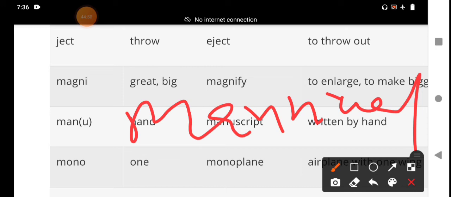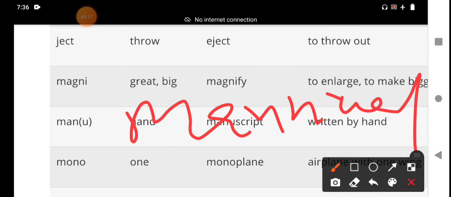The definition of manufacture: manufacture means to make by hand or machine. What is not machine? Machine is the correct pronunciation. Manufacture means to make by hand or machine. That is the meaning of manu.